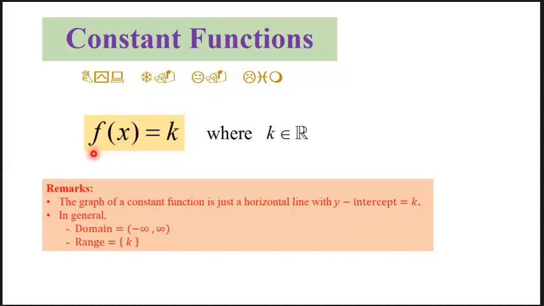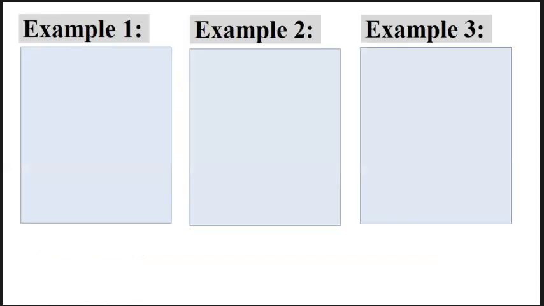So for example, when I have a function f(x) equals k, where the k here refers to the constant, which is a real number. In the remark here, the graph of a constant function is basically a horizontal line with the y-intercept equal to k, if let's say the constant function is k. So in general, the domain will be all real numbers and the range will be just the y value equal to k. And next, now let us see the examples.